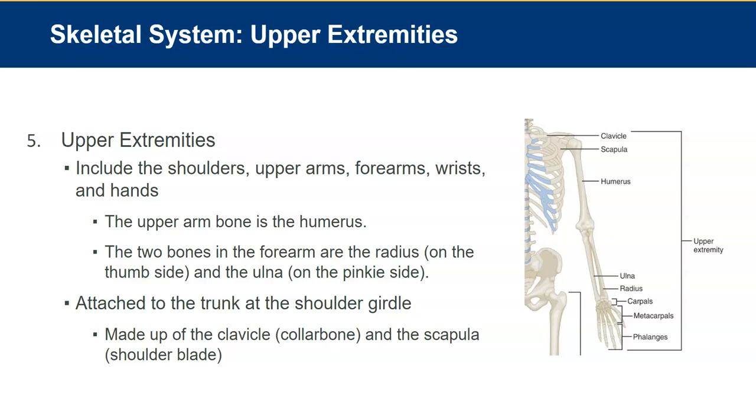The upper extremities include everything from the clavicle all the way to the fingers. So we have the broad flat scapula in the back, the upper arm bone of the humerus, the two bones in the forearm, the radius and the ulna, and then all of the smaller bones in the wrist and the hand.